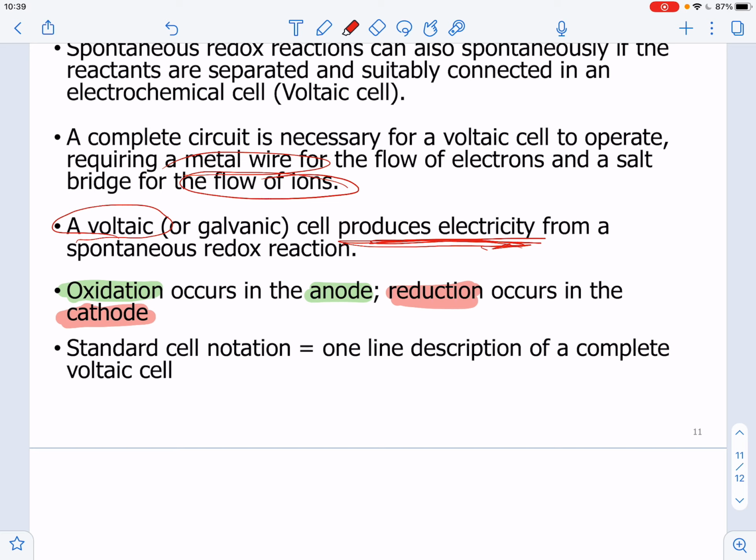When it comes to a cell bridge, it doesn't really matter what ions you are providing in that cell bridge, as long as they are not participating in the reaction. That's one important thing. But you can use anything. You can use potassium nitrate, sodium chloride. It depends, as long as they don't participate in the reaction. Okay.